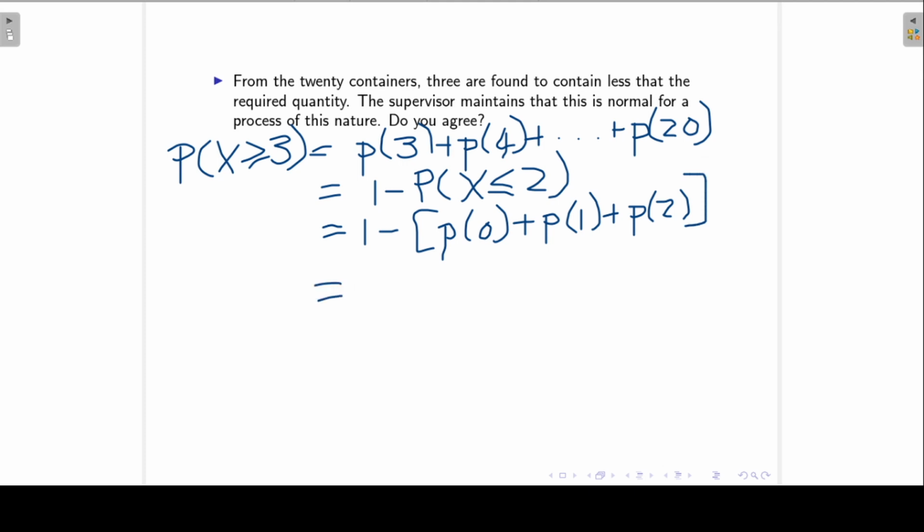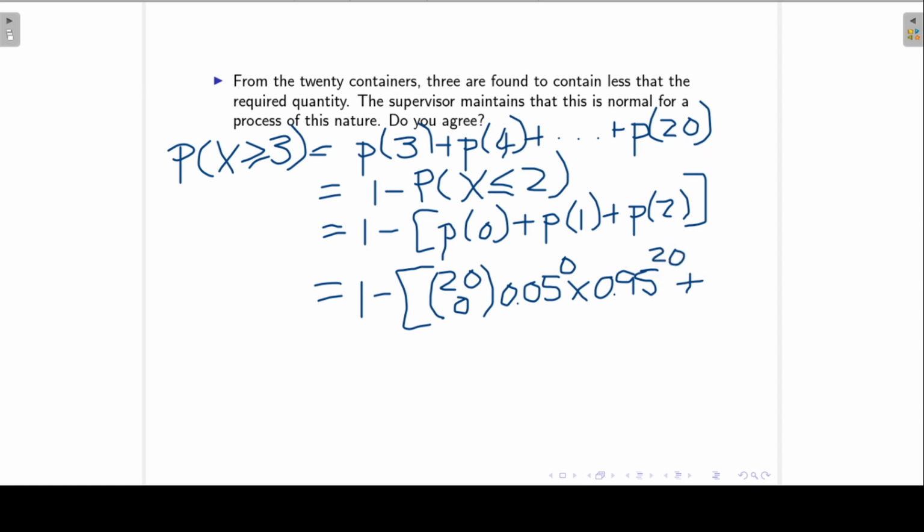Okay, now we substitute this into the formula for the binomial distribution. So for x equal to 0, it will be 20 combination 0, times 0.05, the success probability, to the power 0, times 0.95 to the power of 20. And in the same way, to find the probability that x is 1 and the probability that x is 2. And if you do these calculations, you should get the following.